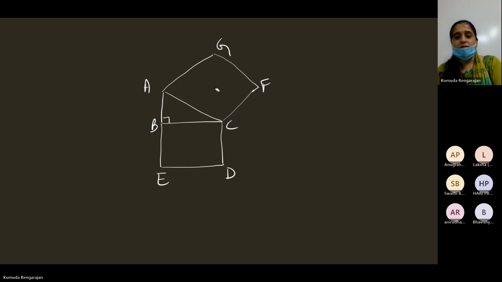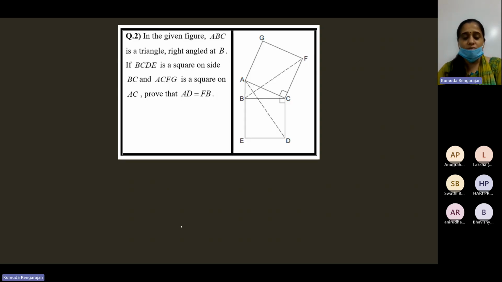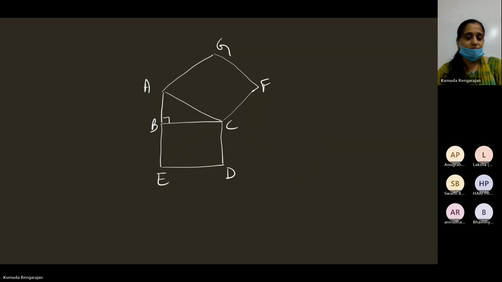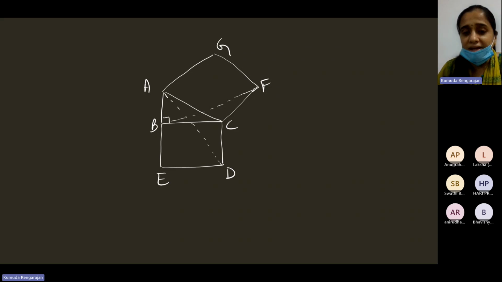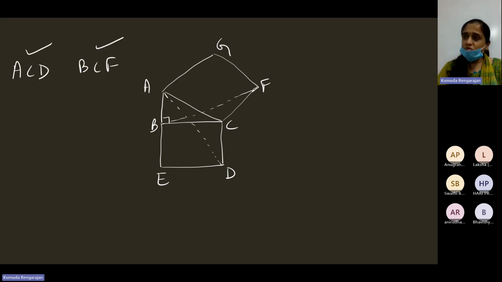Okay. Now we need to prove that AD is equal to FB. Where is AD? We'll have to join AD, and then FB. We need to show that AD is equal to FB, and AD is in triangle ACD and FB is in triangle BCF. Which means we'll have to show that these two triangles are congruent to each other. Once you show that they are congruent, by CPCT, we can get the result.